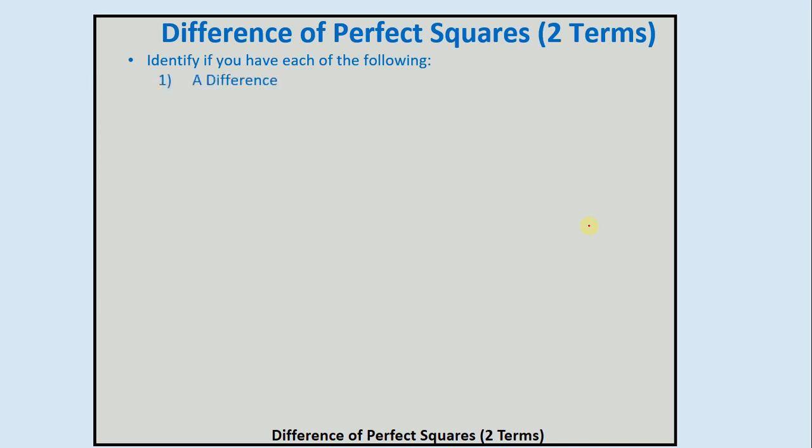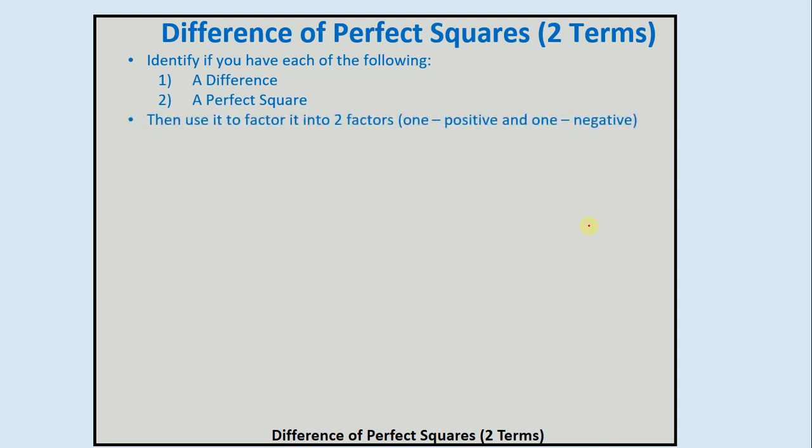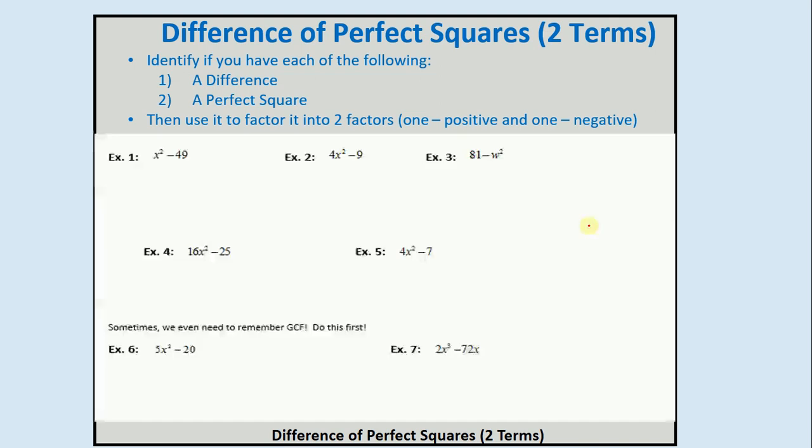If you are checking for difference of perfect squares, you need to first make sure you have a difference, a perfect square, and then you can use it to factor in 2 factors. One of them will be positive, one of them will be negative.